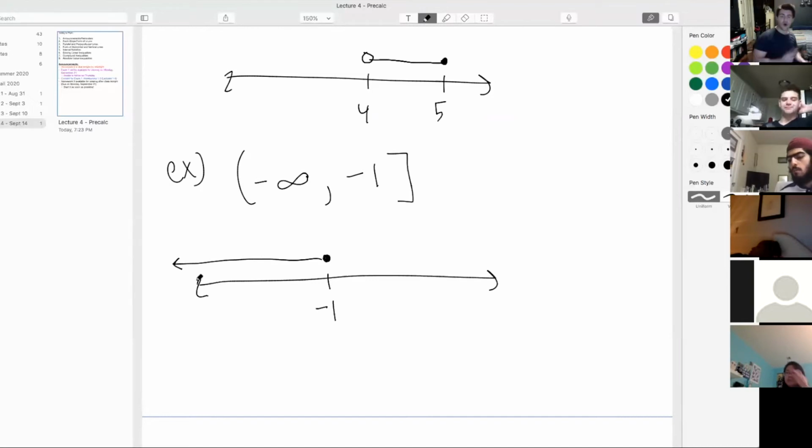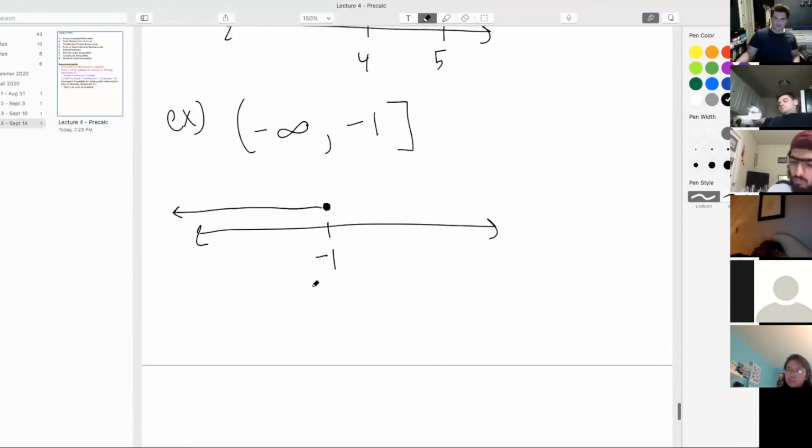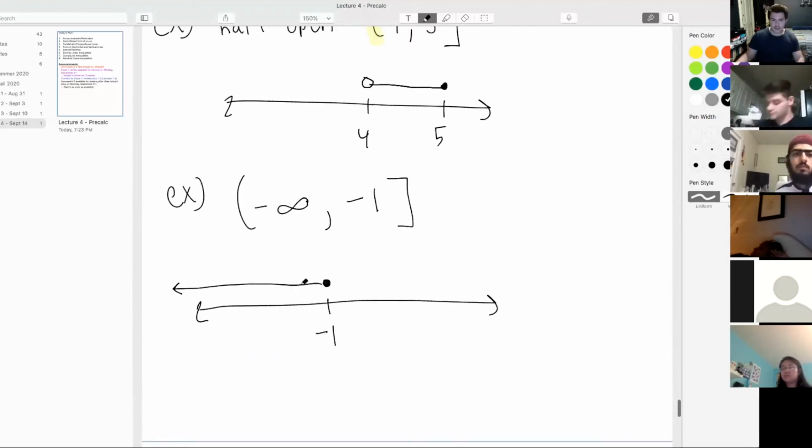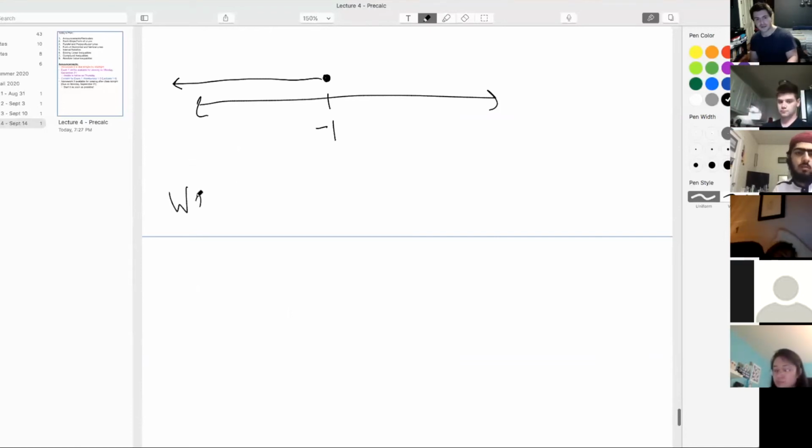Okay, so it's all real numbers less than or equal to -1. All right, so that's that. So we also just want to introduce one other thing called the union symbol, okay?